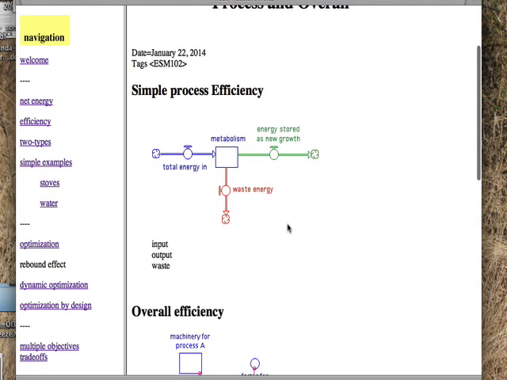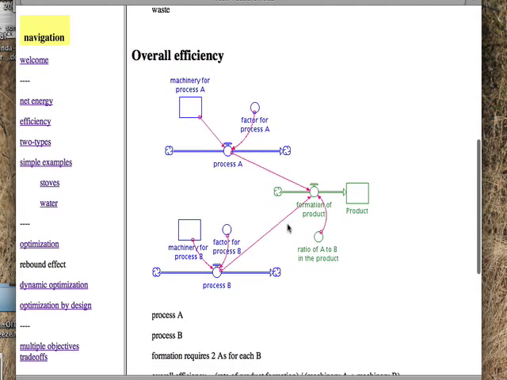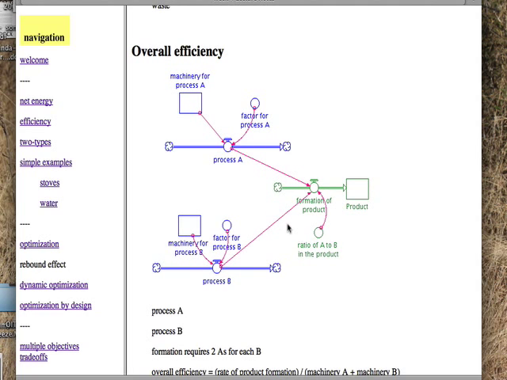Okay, now, another definition of efficiency is the overall efficiency, where we take into account how much machinery it takes to make a product. So we not only have the processes running, but we have the machinery that's required to make this product. And we're going to see this diagram several times, so I want to explain it once now and then come back to it a little bit later.